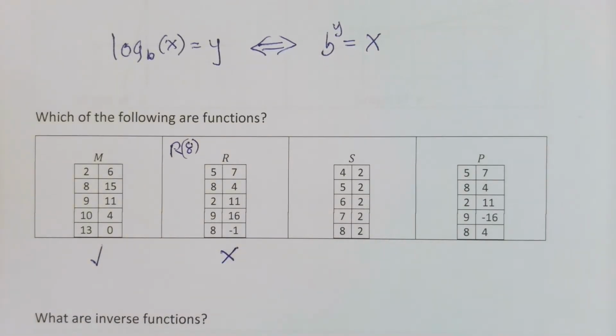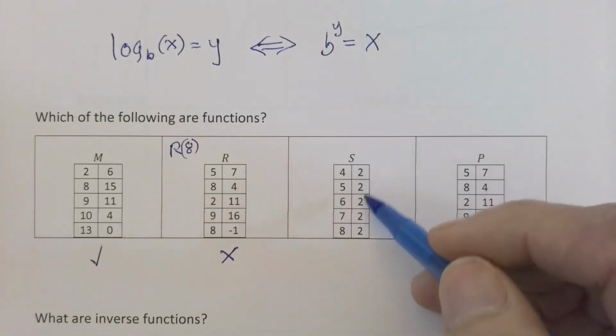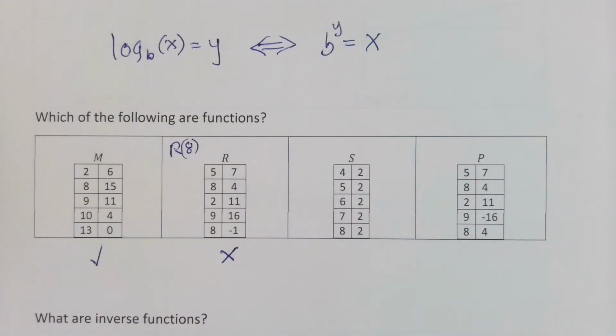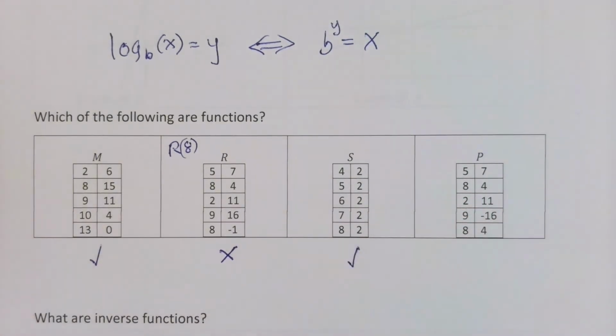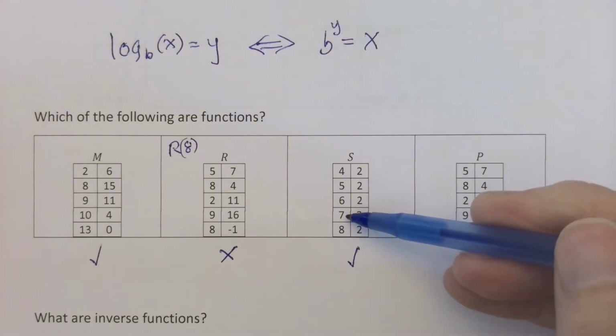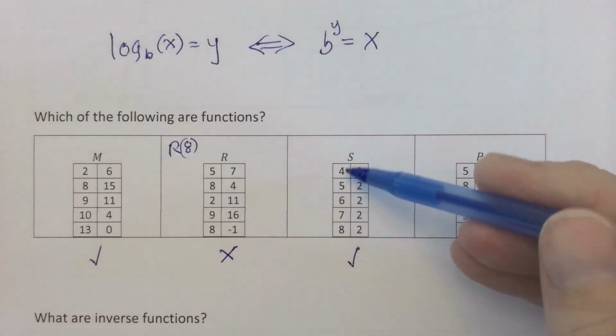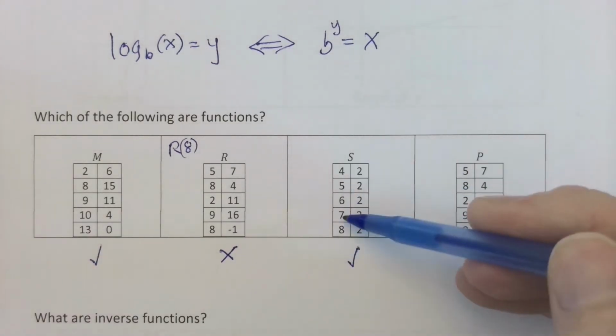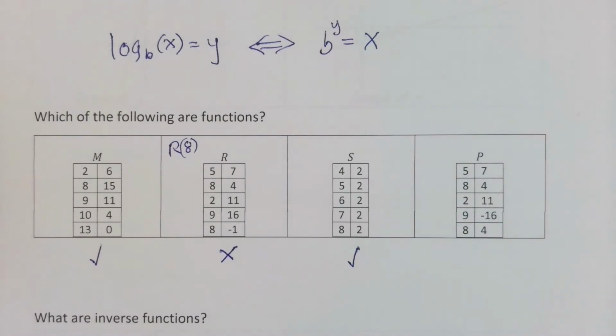Some people get distracted by S. They'll see all these 2's over here, and they'll think, well, that can't possibly be a function, but it is. Just think of the definition. Each x is supposed to be assigned exactly one y. So pick an x, like 7, and say what gets assigned to 7. Well, it's a 2. There's no other place in the table where 7 appears assigned with some other number.